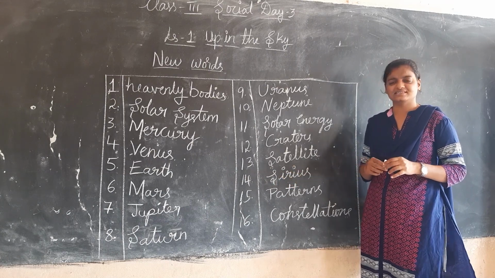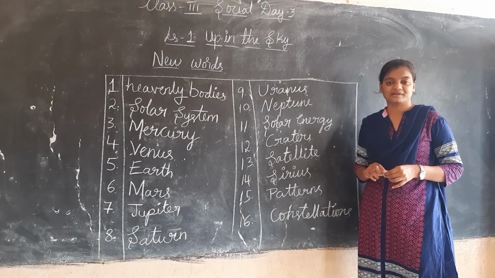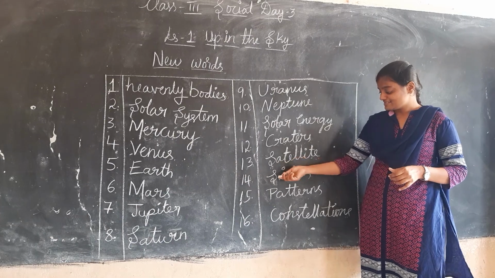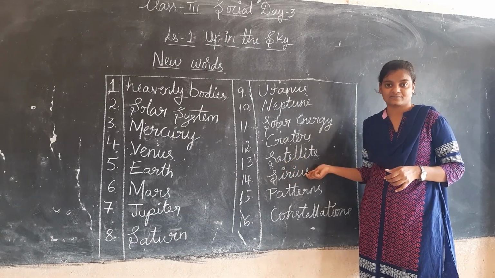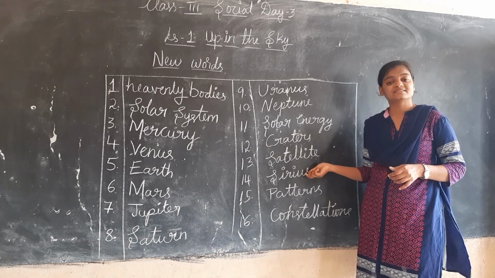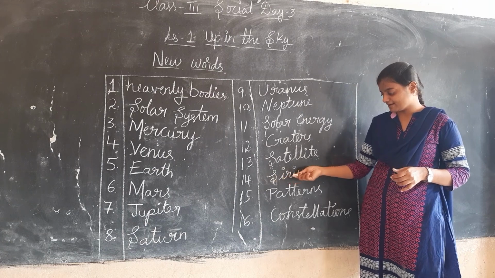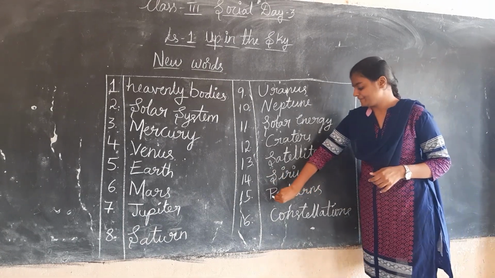Next, Sirius. S-I-R-I-U-S, Sirius. What is Sirius, children? Sirius is one of the stars. It's the brightest star in the sky. In the night time, if you observe, you will see one big star. That big star is Sirius. S-I-R-I-U-S, Sirius.